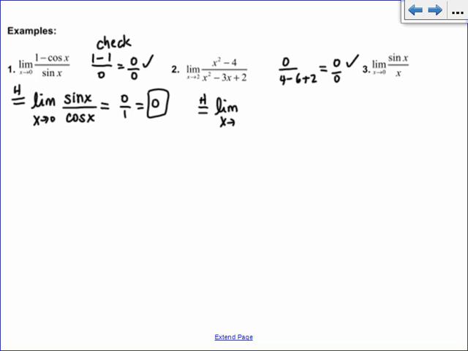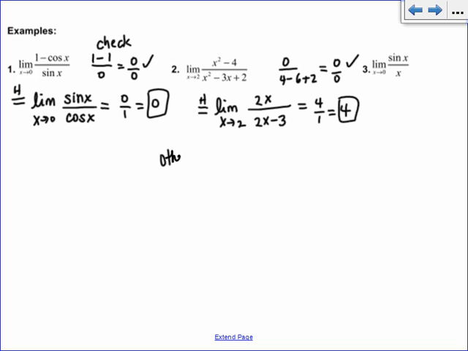So we take the limit as x goes to 2, and we take the derivative of the top and the derivative of the bottom. The derivative of the top is 2x. The derivative of the bottom is 2x minus 3. Now can you plug in 2? Yeah, so if I plug in 2, I get 4 over 1. That means your limit is 4.